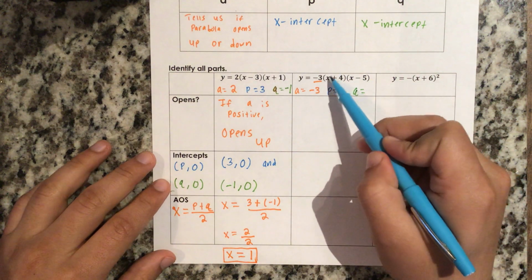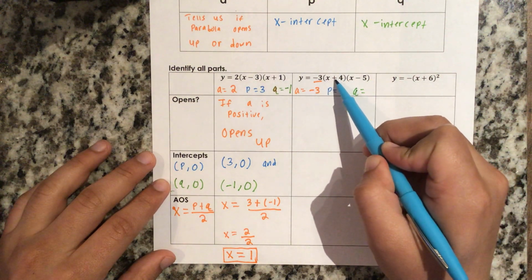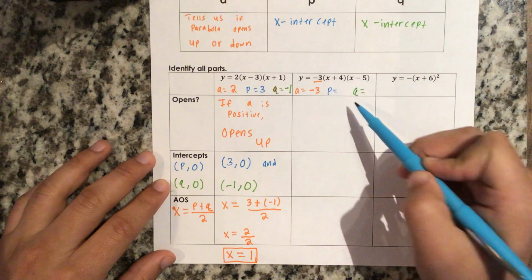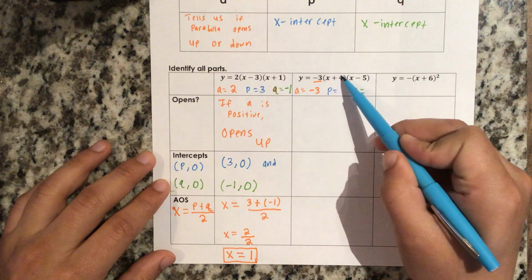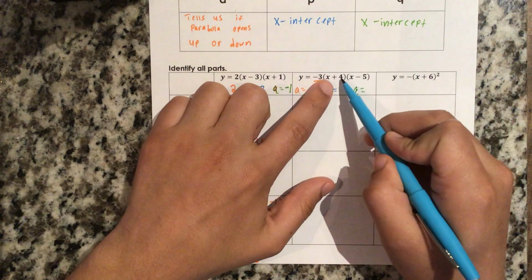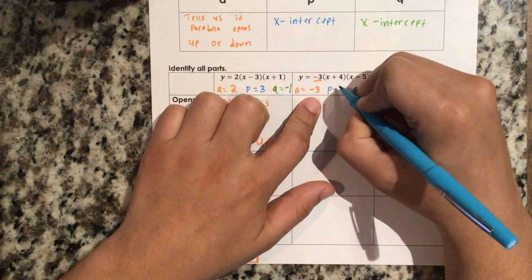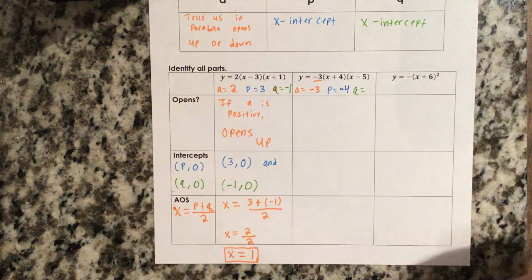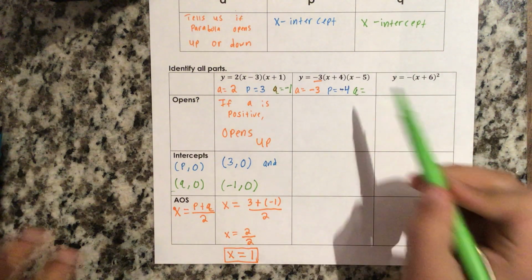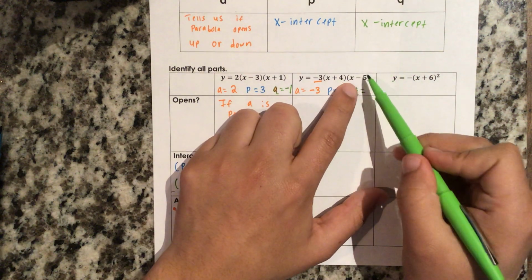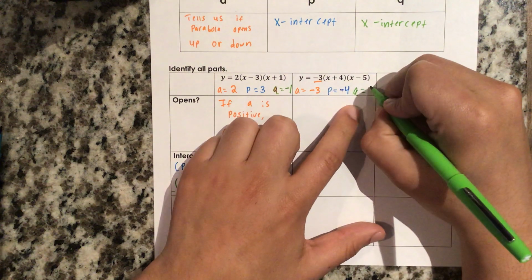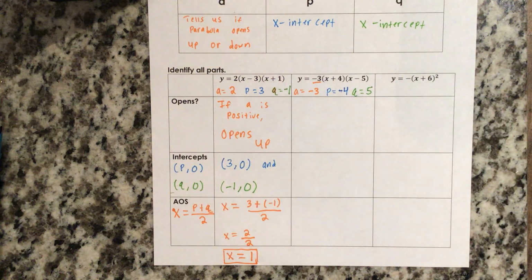Now P, I look in my first parentheses. I have x plus 4. So you might want to write a 4 here, but it's the opposite sign. Since this is a positive 4, P is going to be -4. Same thing with Q. You might want to put -5, but it's the opposite sign. So I'm going to put a positive 5, just like that. Do not get tripped up on that.